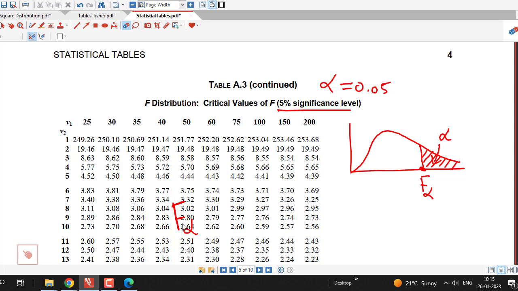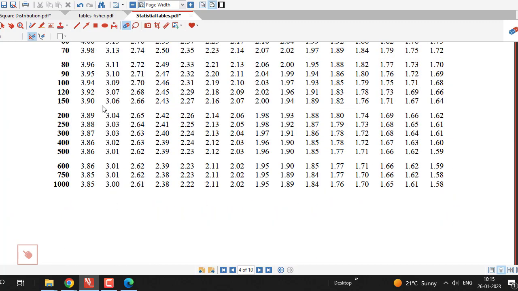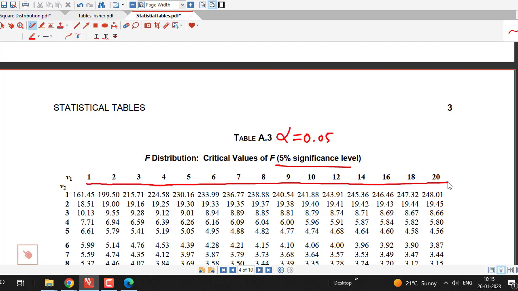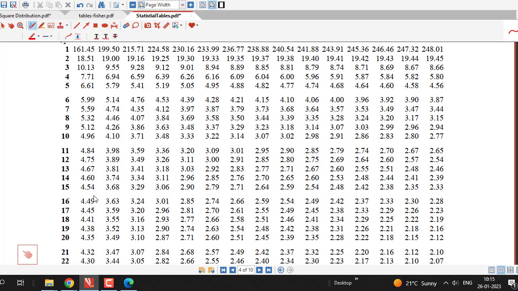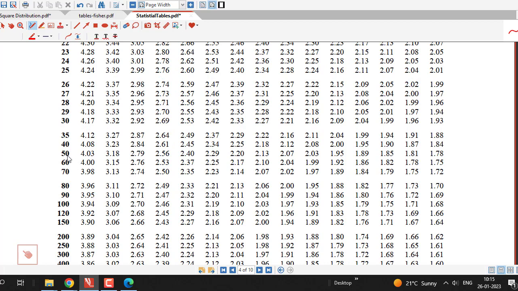So there are no left tail critical values given. These critical values always correspond to right tail probabilities, and these are also for 5% level of significance. Alpha is 0.05. Here numerator degrees of freedom are from 1 up to 20, and denominator degrees of freedom are up to 1000. All the values are not given.